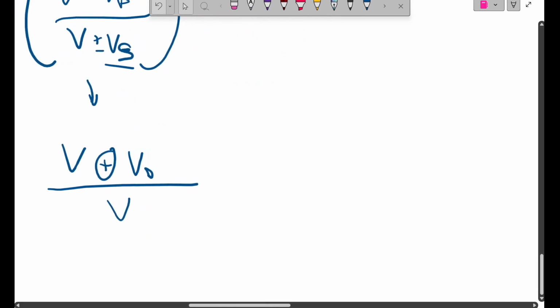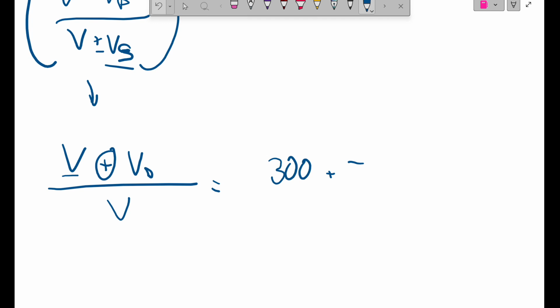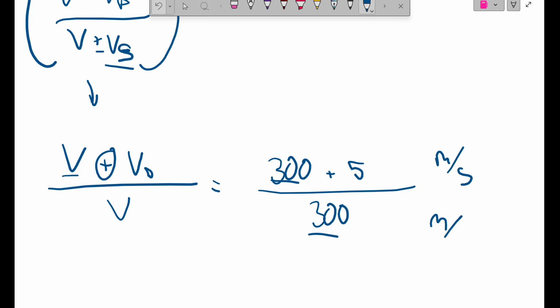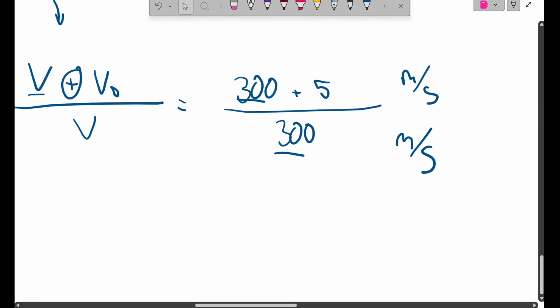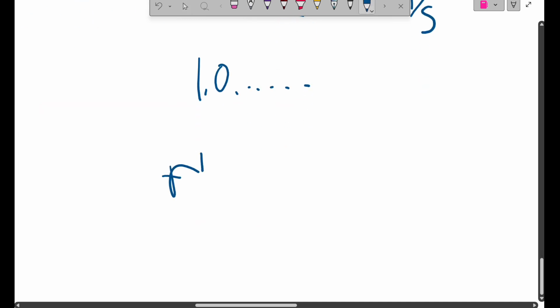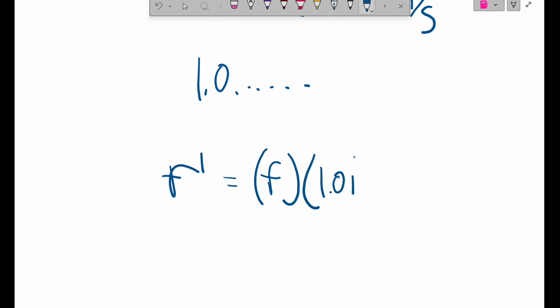Well, if v is typically on the order of 300 meters per second, and you have 300 plus, I don't know, 5 meters per second, over 300, and that's the speed of sound in the given medium, pretending it's 300. What's 300 plus 5 over 300? It's like 1.0 something. So all you're doing is f prime equals f times like 1.01 or something.